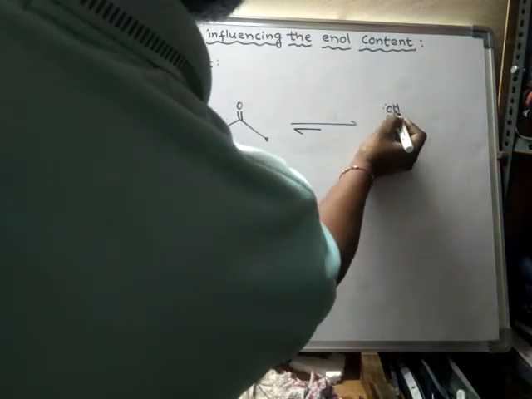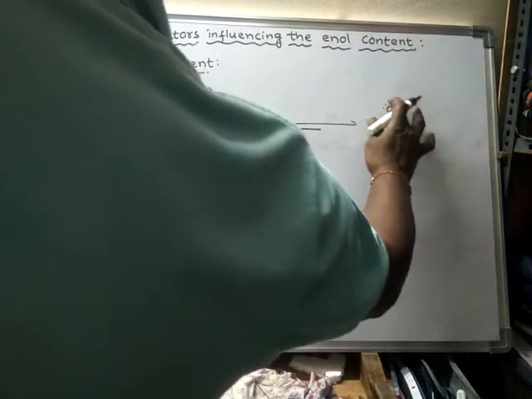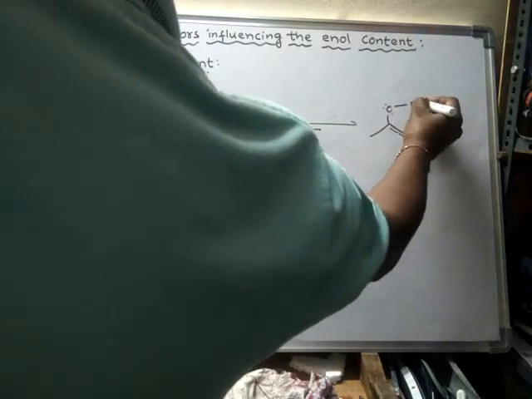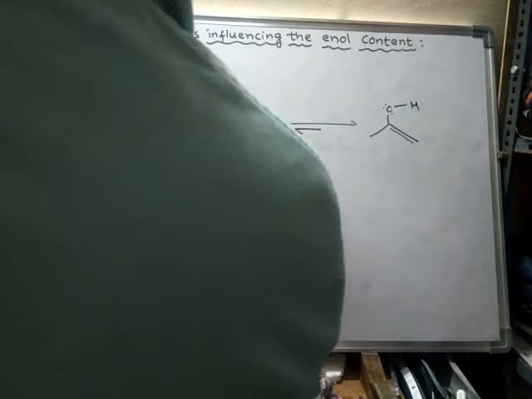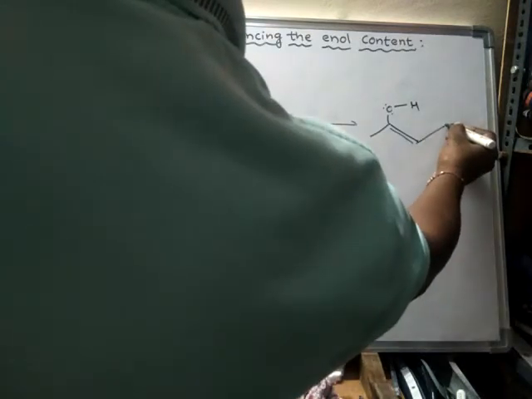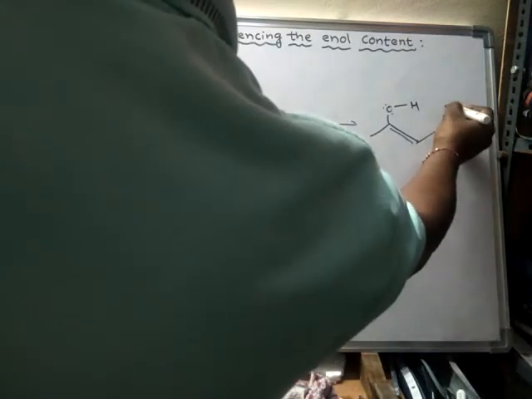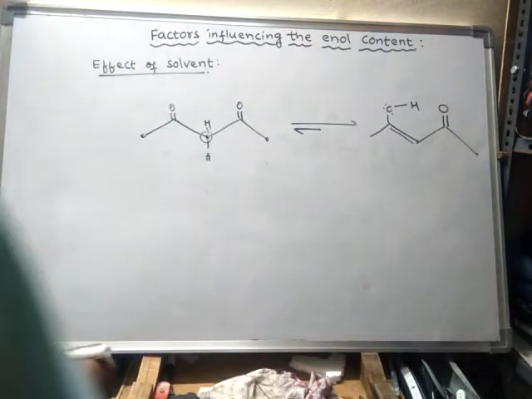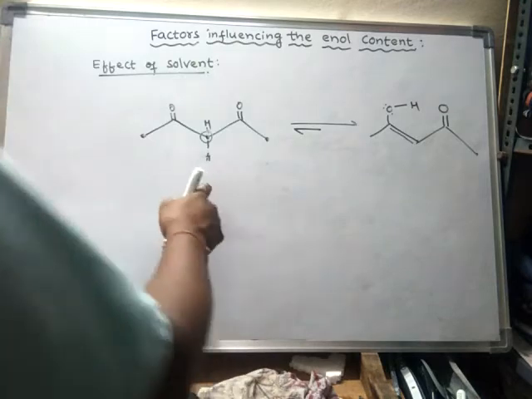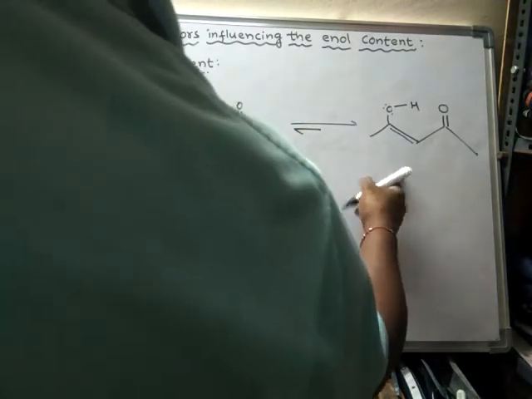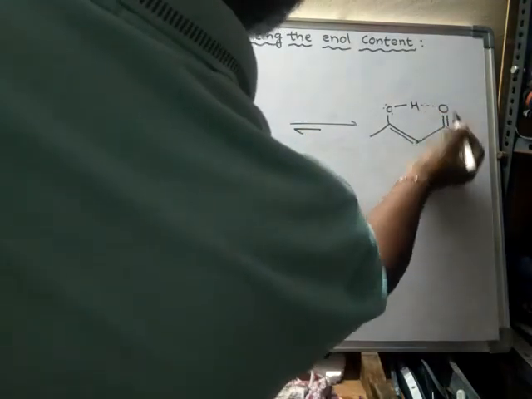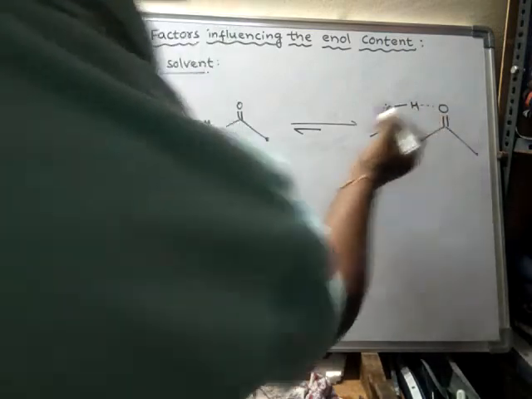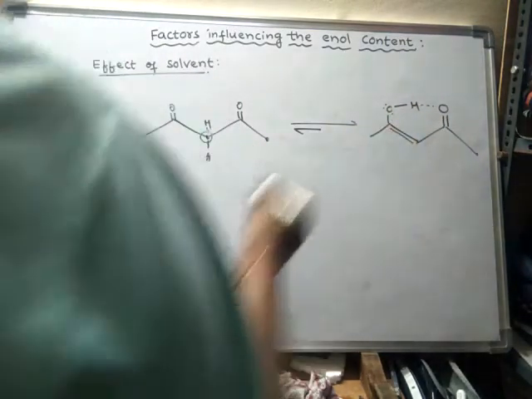Here lone pairs are present on the oxygen. Hydrogen is there. Now this is having oxygen and this one. If this is converted into this form, what happens here? Hydrogen bond will form. Chelation takes place and a closed ring is formed.